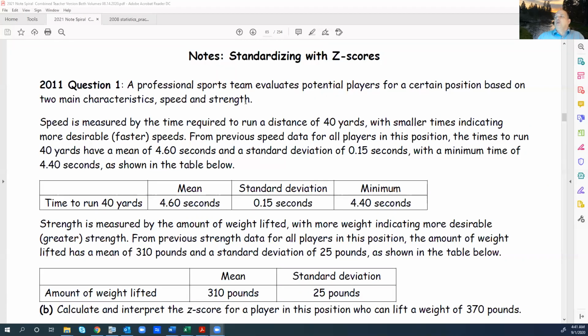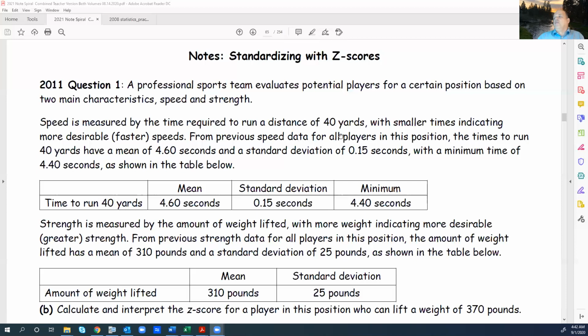A professional sports team evaluates potential players for a certain position based on two main characteristics, speed and strength. Speed is measured by the time required to run a distance of 40 yards, with smaller times indicating more desirable or faster speeds. In other words, I would rather be running at 4 seconds than at 5 seconds. So the smaller the value, the faster I was.